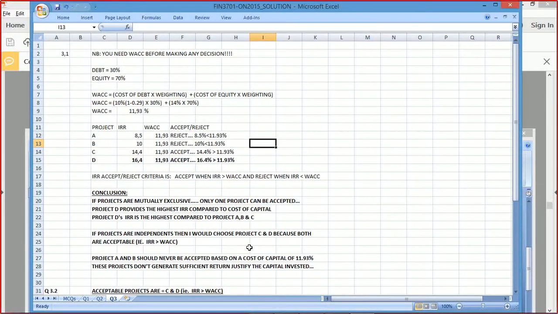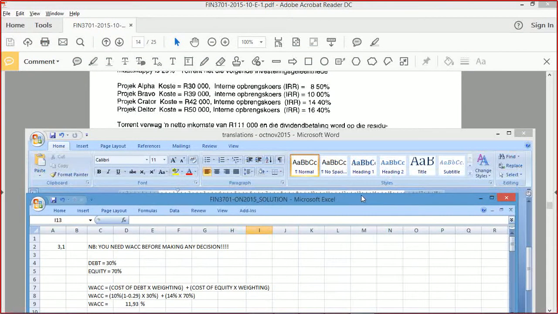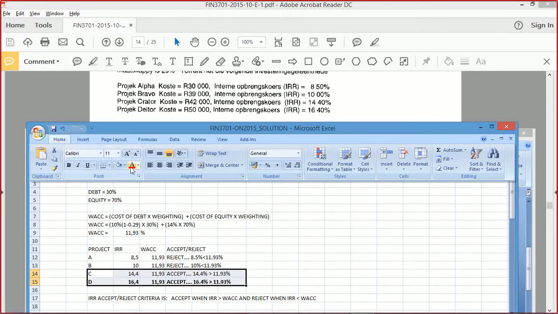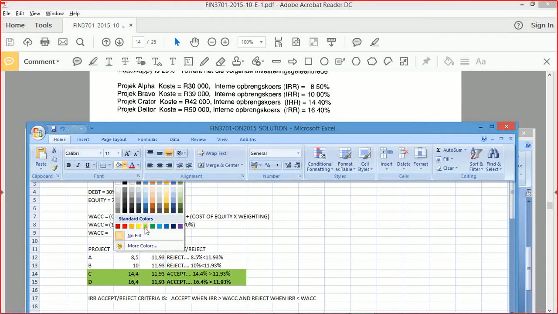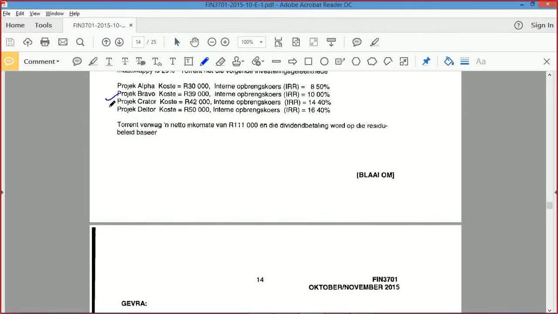Good. Okay, so if you draw this up in terms of the working, I would accept C and D because the IRR is bigger than the cost of capital. All right, so now you know which two projects you're going to be choosing. So let's tick those two.